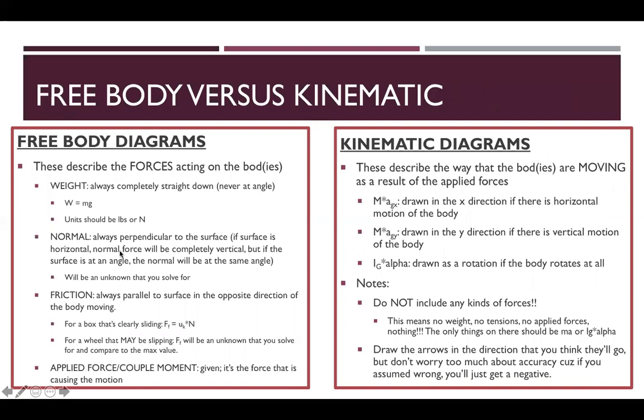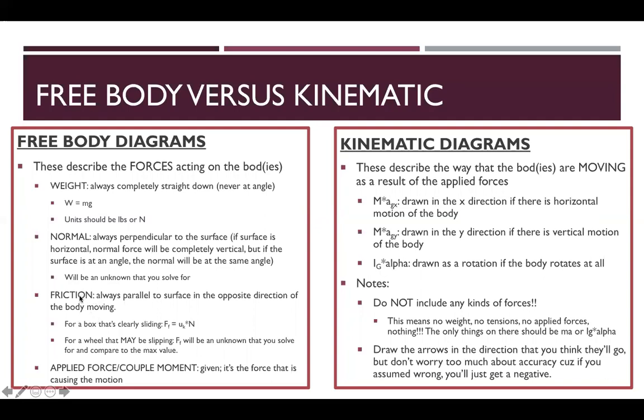Weight's always straight down, normal's always perpendicular to the surface. Usually you end up solving for normal force, especially because a lot of times it goes into friction. Friction, I wanted to talk about really quickly, the difference between mu sub k times n and solving for friction. Friction's always parallel to the surface that the body's on, and it acts in the opposite direction that the body moves.